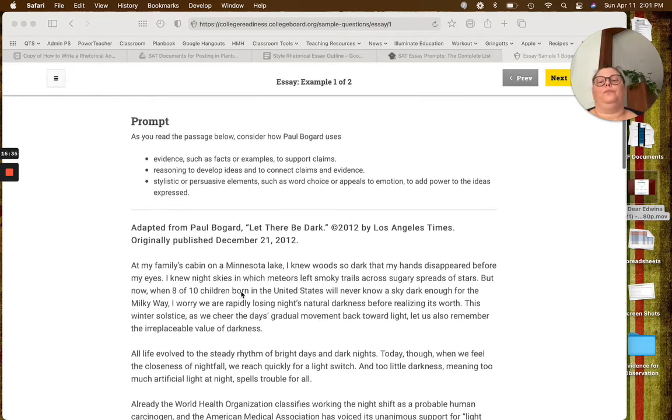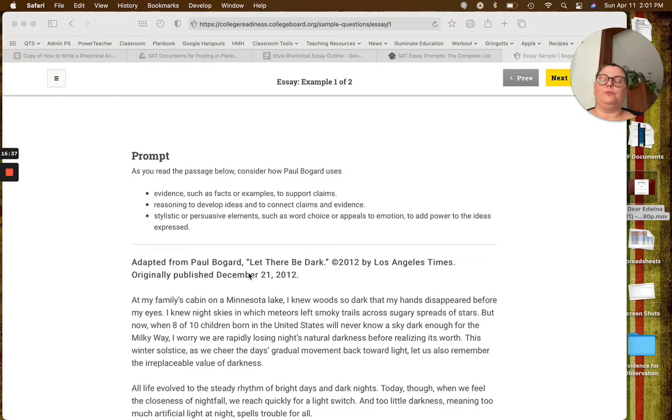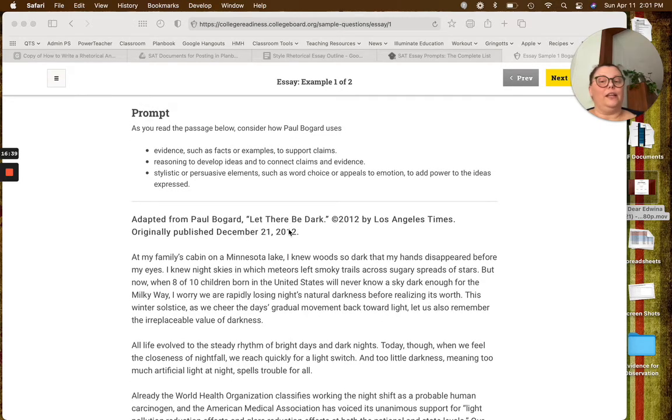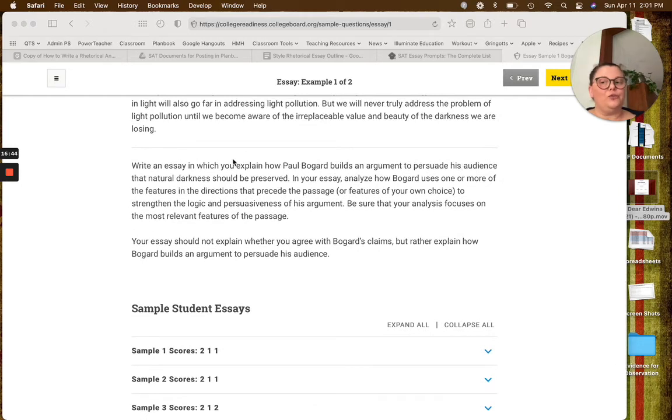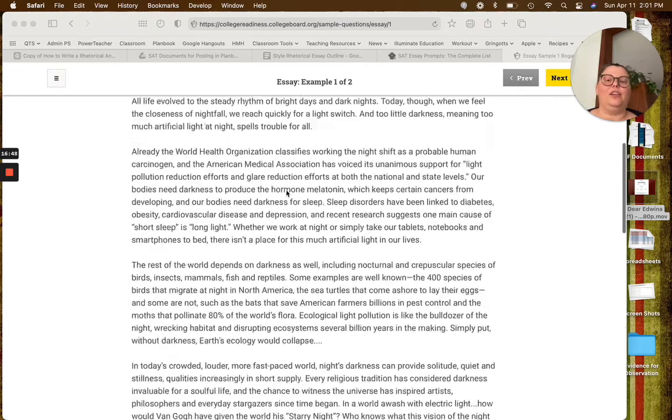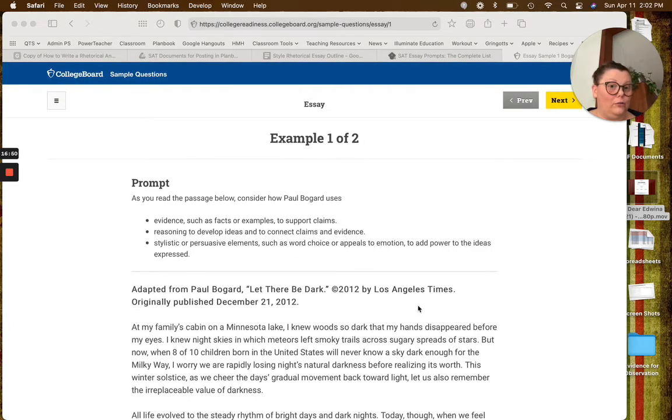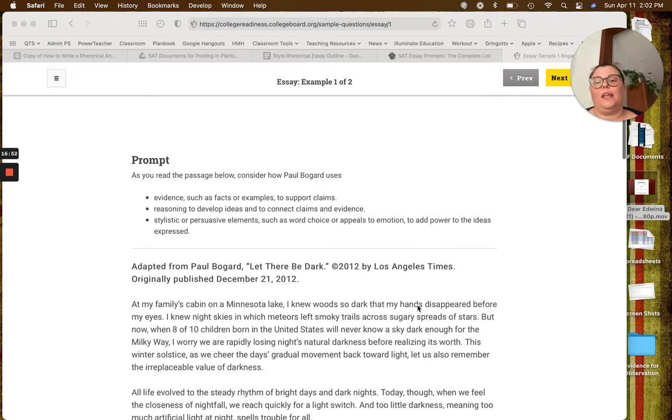So, if we go back up here and we think about our SOAPSTone, what's the subject? Let There Be Dark is the title, but he's told us down here what the subject is. Persuade his audience that natural darkness should be preserved. Okay, the occasion, it's a newspaper article. Okay, the audience, readers of the Los Angeles Times.